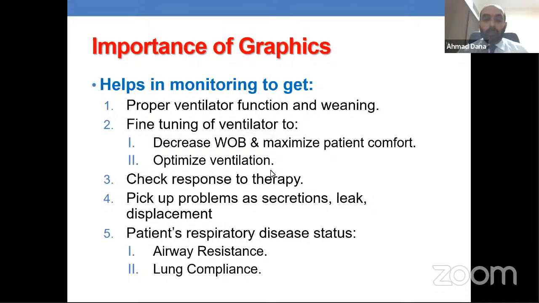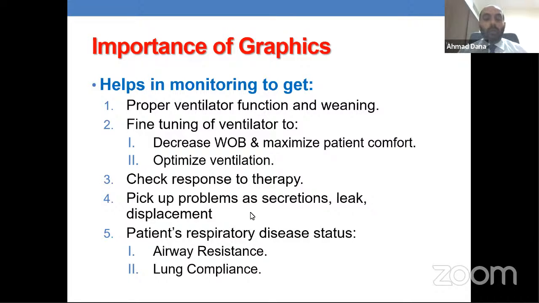You pick up problems which usually the nurses used to do in a routine care. No, there is nothing called routine care. You need to do it once you see it with the graphics. So if you have secretions, if you have a leak, you need to adjust the position of the ET tube, or in case of an emergency situation, for example, if there is a tube displacement, also you can pick it up from the graphics. I'm going to talk about it because this is very important.